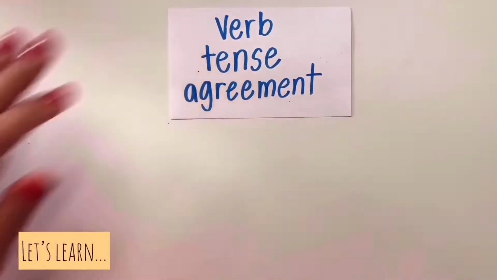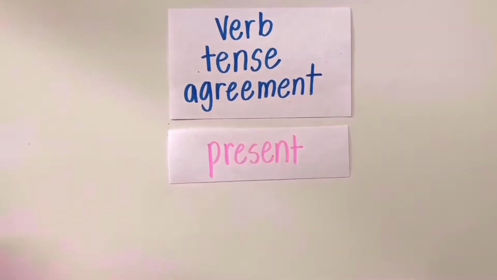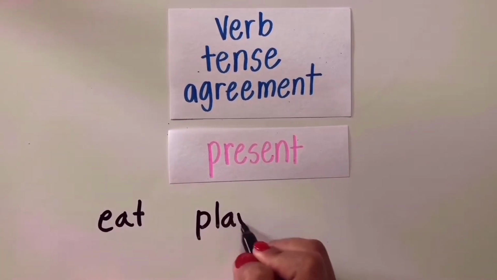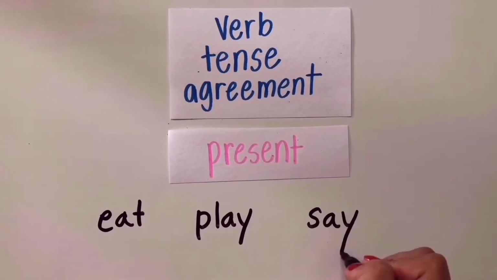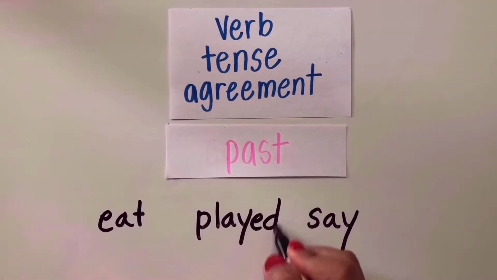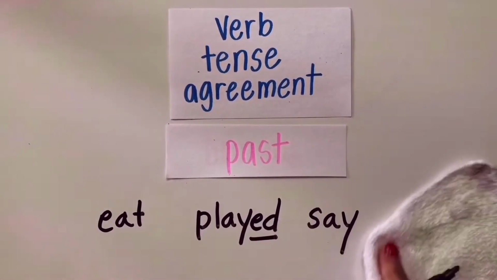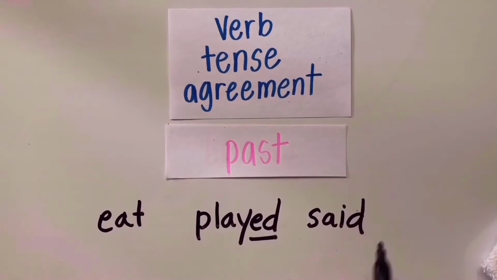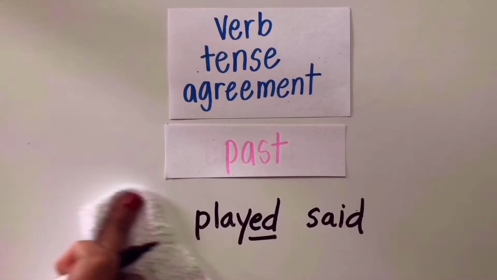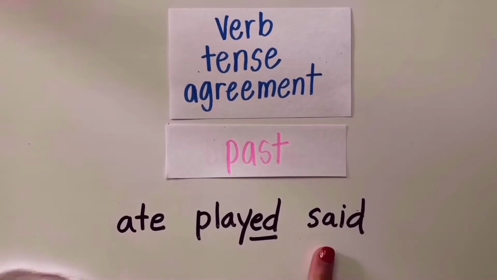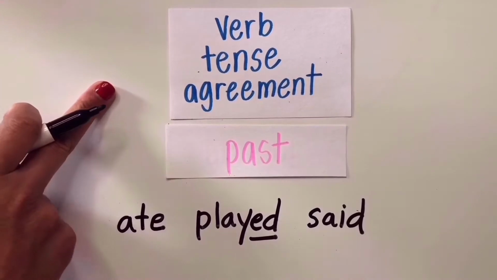Verb tense agreement is if we are talking in the present tense, we're keeping our verbs like eat, play, say in the present. I can do that right now. If I say it is in the past, I would say played. Then this becomes an irregular past tense verb, said. And this, I can't say eat it, I would say ate. So all my verbs have a verb tense agreement.